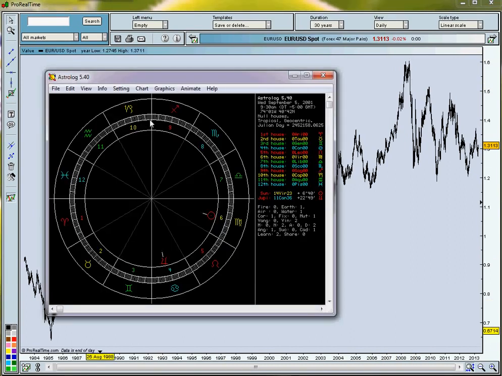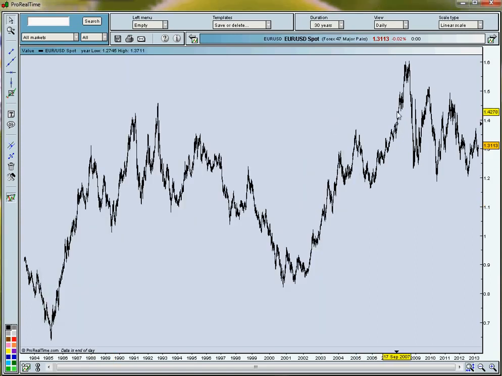Let's go ahead and advance Jupiter to, let's see, 9, 10, 11.5 degrees Capricorn, and we see here that it's February 3rd, 2008. And if we look here, the big top was just a few months after February 3rd, 2008.